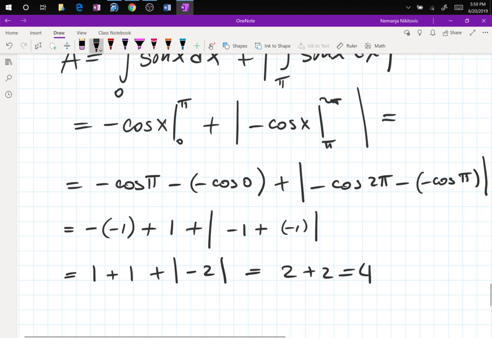Yay! Now, obviously, on the lab, you will have plenty of opportunity to enjoy area under the curve with a twist, right? Up and down and up and down, up and down.